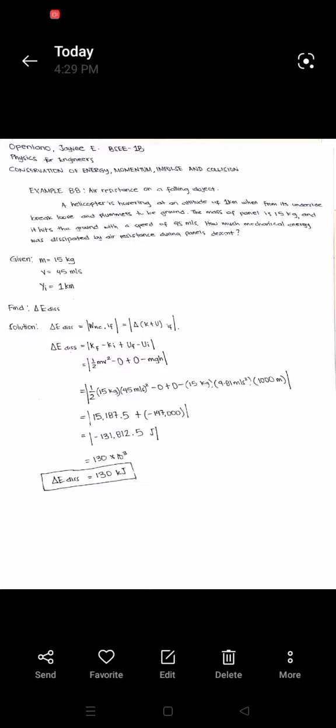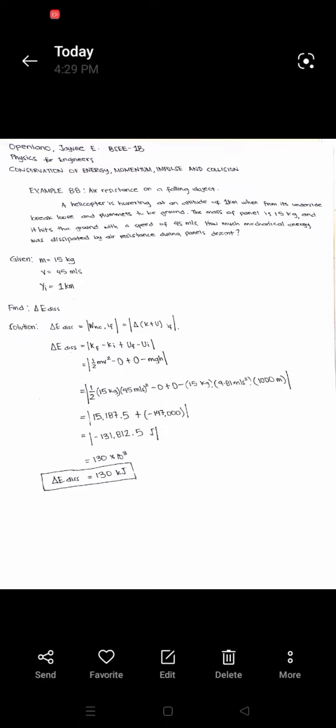Example 8.8. Air resistance on a falling object. A helicopter is hovering at an altitude of 1 km when a panel from its underside breaks loose and plummets to the ground. The mass of the panel is 15 kg and it hits the ground with a speed of 45 meter per second. How much mechanical energy was dissipated by air resistance during the panel's descent?